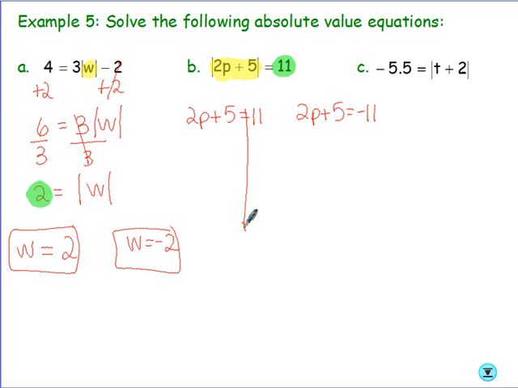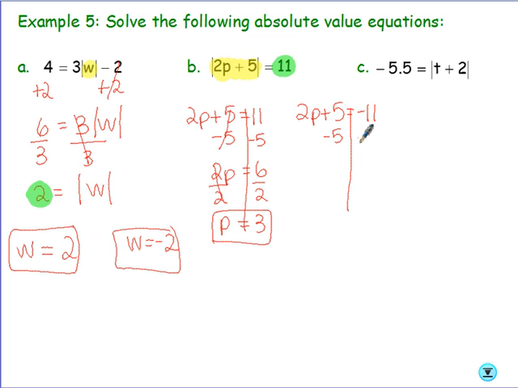On this first equation, easy equation to solve, I'm going to subtract 5 from both sides. That leaves me with 2p equals 6. Divide both sides by 2. I get p equals 3. That is one of my answers. Other equation.